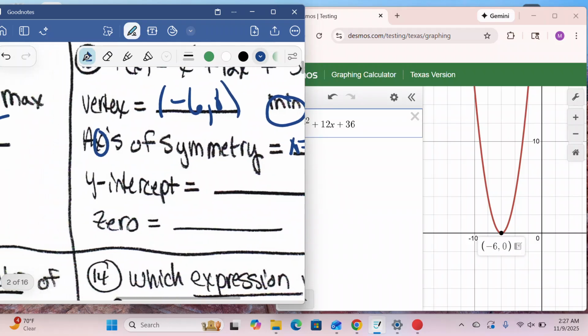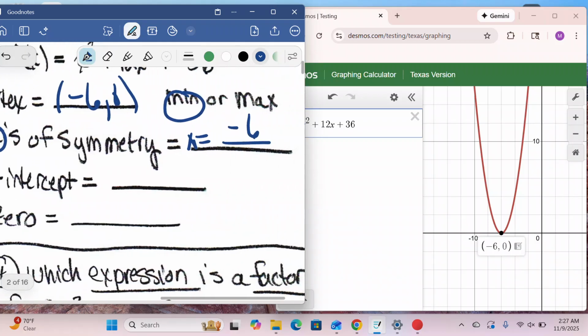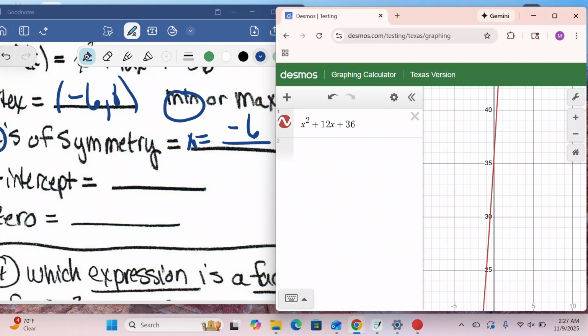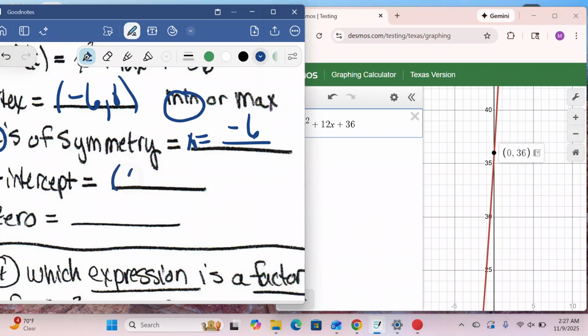Next, I'm going to find my y-intercept. That's an easy one to find. All I do is scroll up on the graph, and I find where it crosses the y-axis. It crosses about here. I need for it to stick. It doesn't stick. Move it up, 0, 36. So that is my y-intercept, 0, 36.